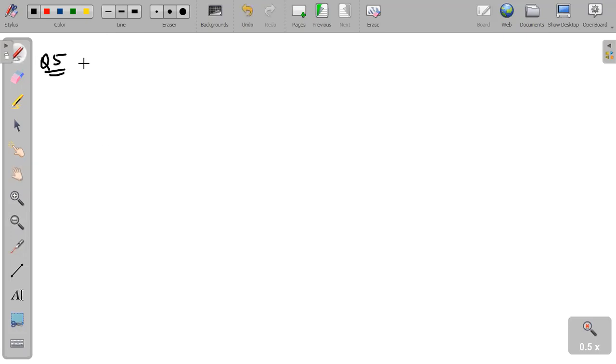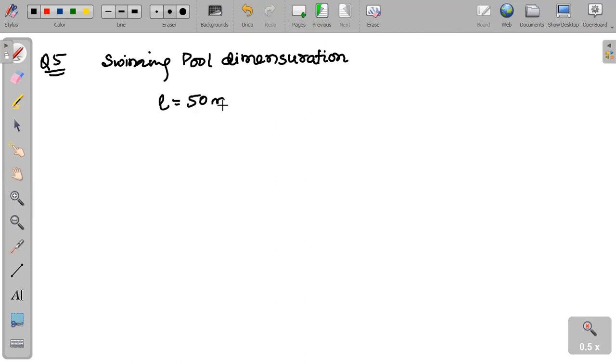Question number 5. Swimming pool dimensions. Generally, in mensuration questions, you have to write what all information is given. Everywhere you have to do this: highlight the information given at the top, okay?